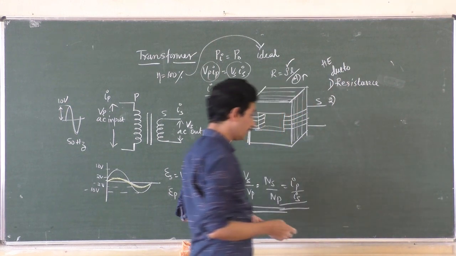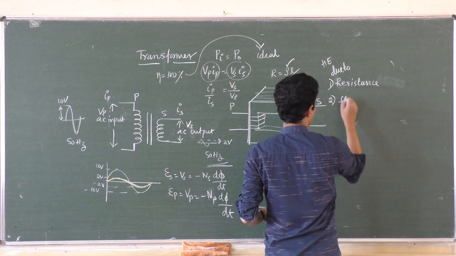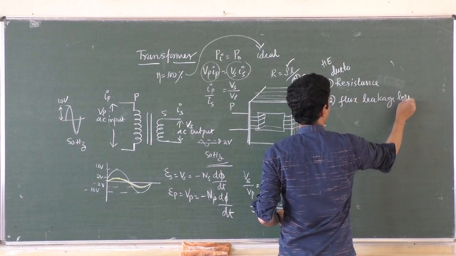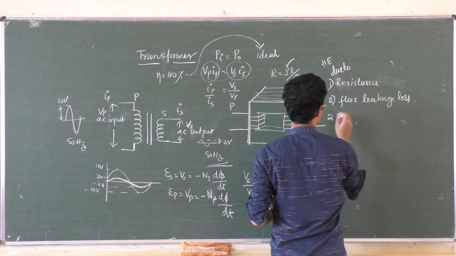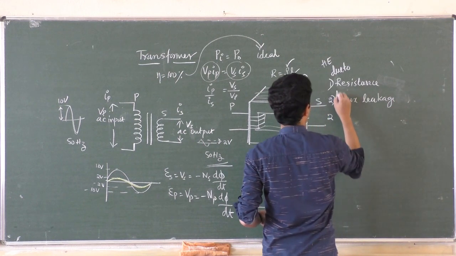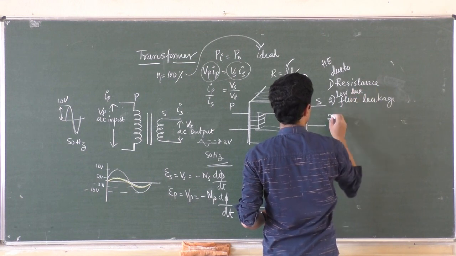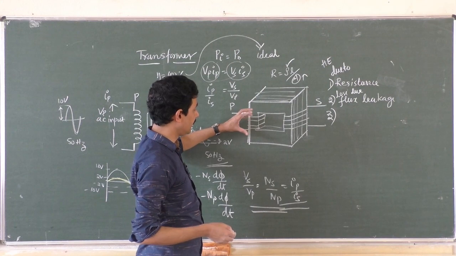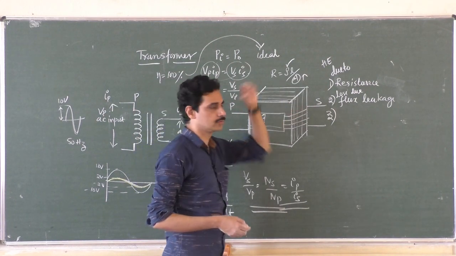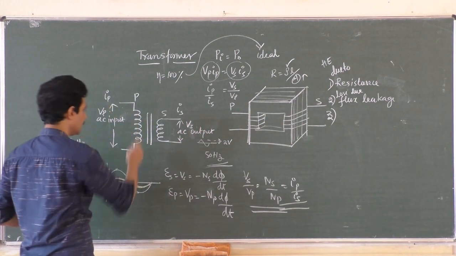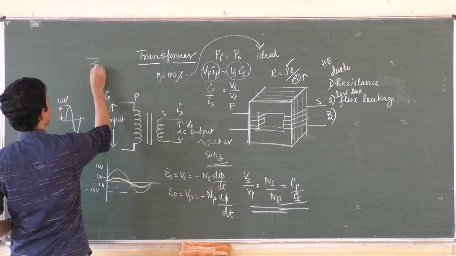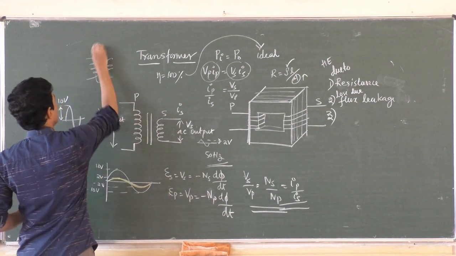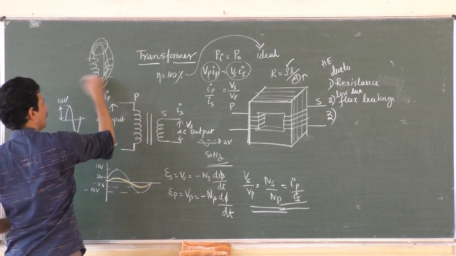Second one, flux leakage loss. Loss due to flux leakage. What do you mean by loss due to flux leakage? All the magnetic field change produced in the primary may not be linked to the secondary. Suppose you, without using the iron core, simply wind two coils and keep them close like this. What happens? The magnetic field of all the primary may not be linked to the secondary. These magnetic fields are lost.